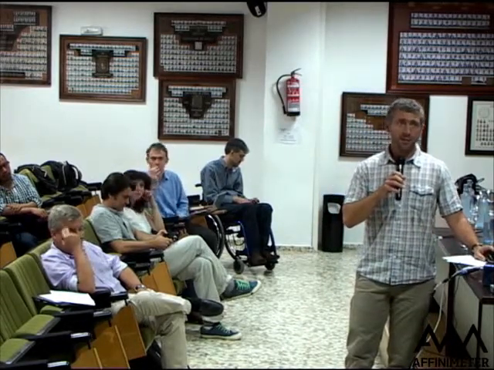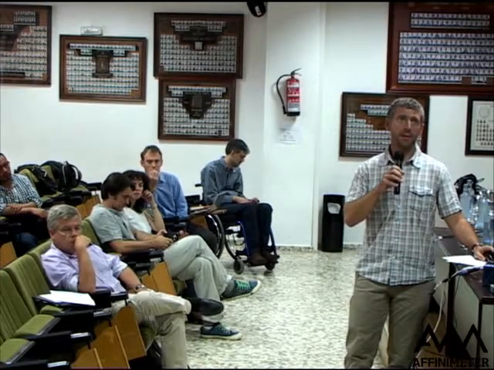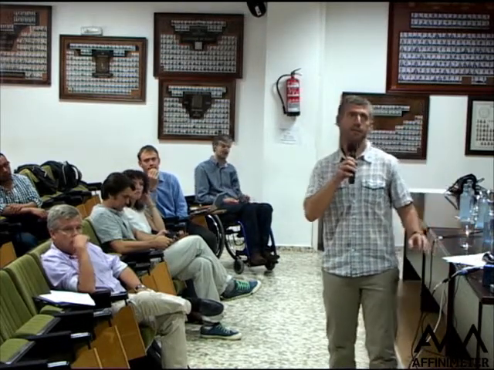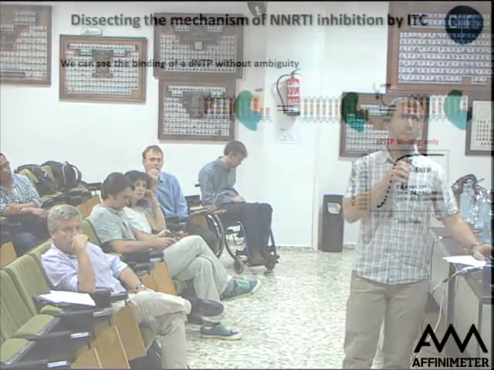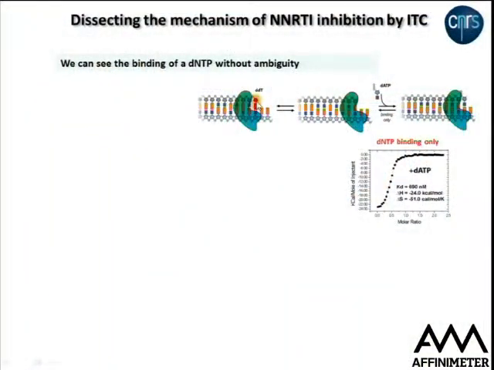So we decided to look at this NNRTI inhibition using ITC. And we know that we can clearly see the binding of dNTP by ITC. For this, we introduce a chain terminator into the primer strand. And when we add the next incoming nucleotide, like here the ATP, we see binding only. It's highly exothermic. We have this very nice titration, in this case for the ATP. So we can clearly see the NTP binding only.